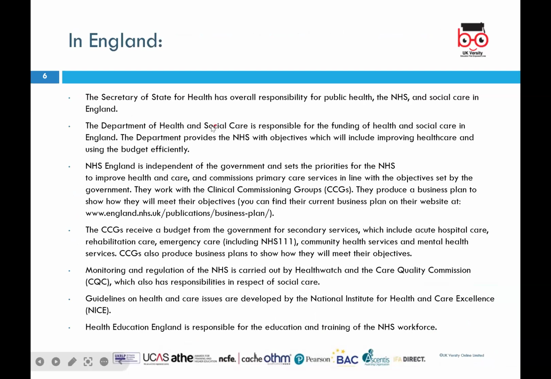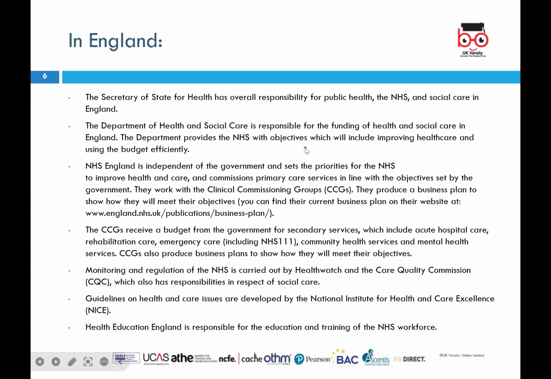In England, the Secretary of State for Health will have the overall responsibility for public health, the NHS, and social care. Okay, so that's how they bear the responsibility for public health, the NHS, and social care within England. So the Department of Health and Social Care, what is it responsible for?